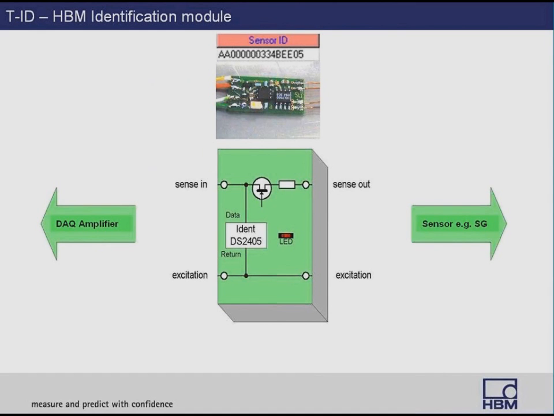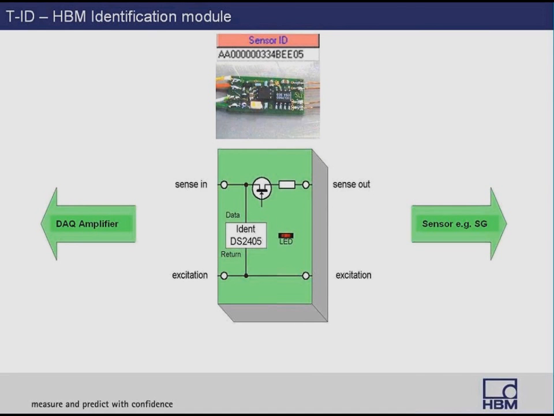TID is an acronym for an identification module that allows you to include a unique, worldwide unique identification number into your measurement chain, and that later on allows you to definitely identify each sensor very easily. Assuming you have hundreds or thousands of channels, it might be quite difficult to connect the right sensor to the right amplifier and not make a mistake by mixing up channels. And that can be avoided by using this TID board.